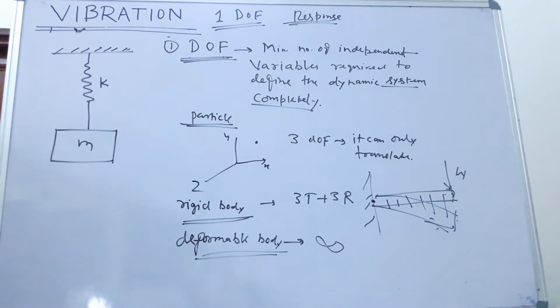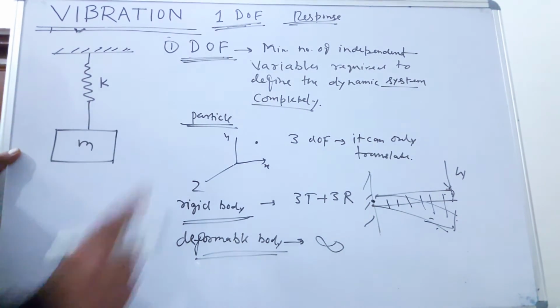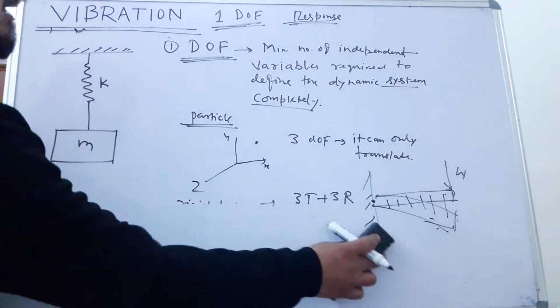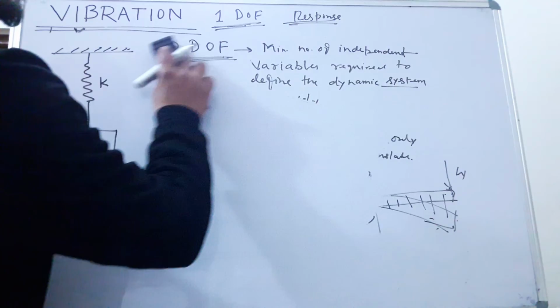So we are only limited to a single degree of freedom system, means only one independent variable is required to define the system completely, only one, from the GATE and ESE point of view. Now I am coming to this position, why it is a single degree of freedom system.